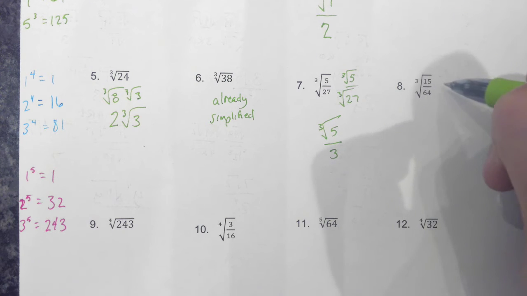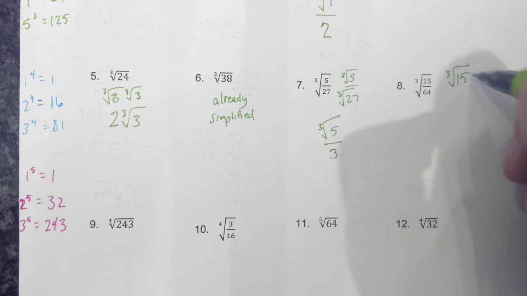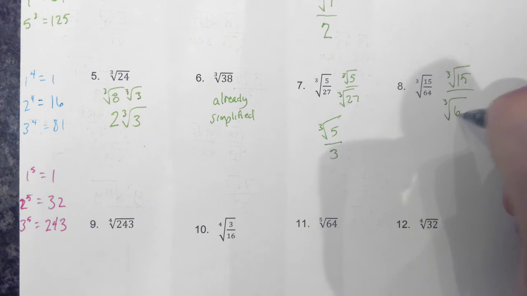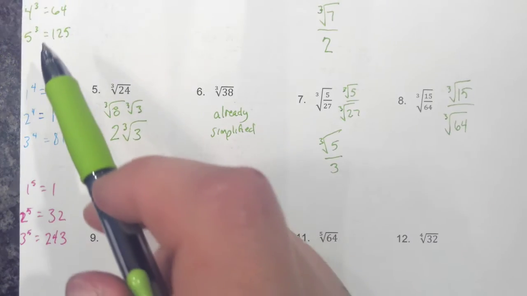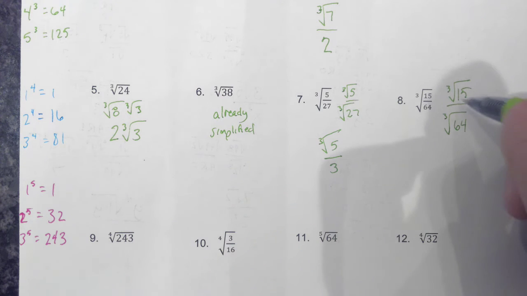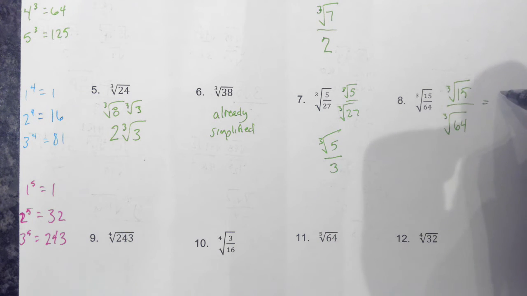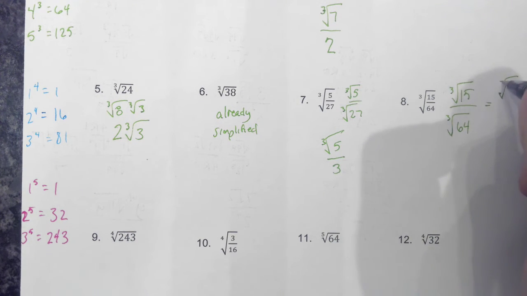And then number 8, cube root of 15 on top. On bottom, cube root of 64. What perfect cube? Oh, 64 is a perfect cube, right? 4 to the third is 64. There's no perfect cube that divides 15, so that one's going to stay, cube root of 15. On bottom, get 4.